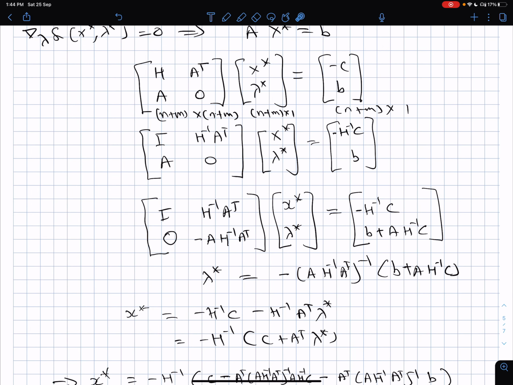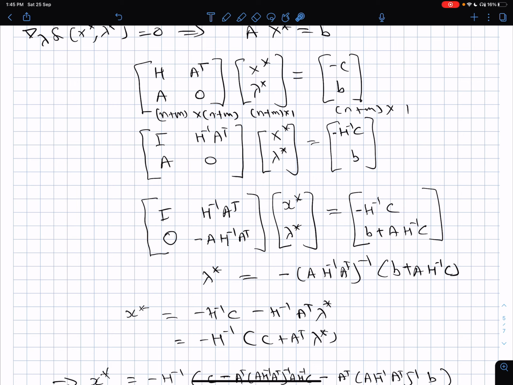Now I have made it into a block upper triangular matrix, so I can solve it using the idea of back substitution. So the lambda star will be written by taking the inverse of this, which is minus of (A H inverse A transpose) whole inverse, and this exists because A is a full row rank matrix. So you check that this matrix is a positive definite matrix, therefore this inverse exists, is given by this, and lambda star turns out to be this particular value.